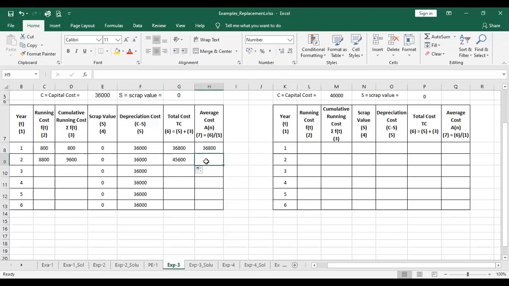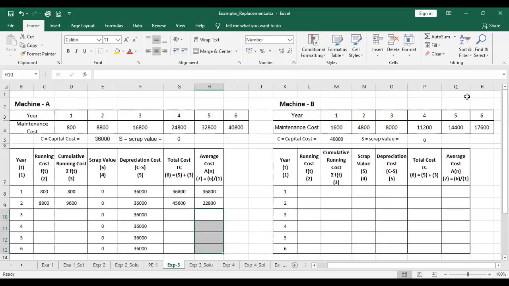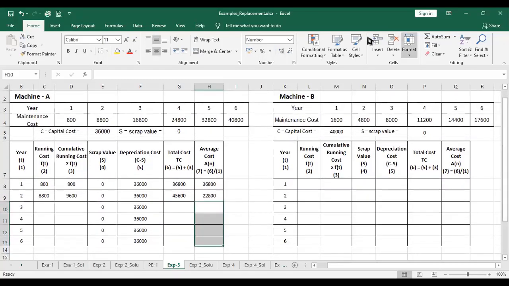45,600 rupees. And for this we have to calculate 45,600 divided by the second year. So the average cost would be 22,800 rupees. Now similarly calculate up to the sixth year. I will be giving a name and that person will give the answer. Calculate for all the years and find out when we have to replace the machine.